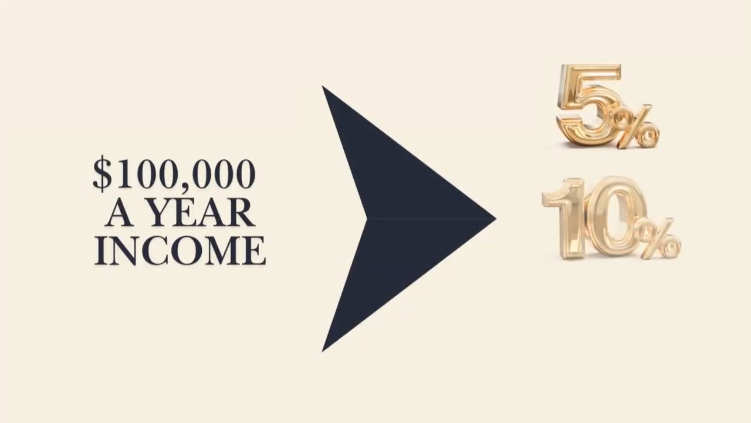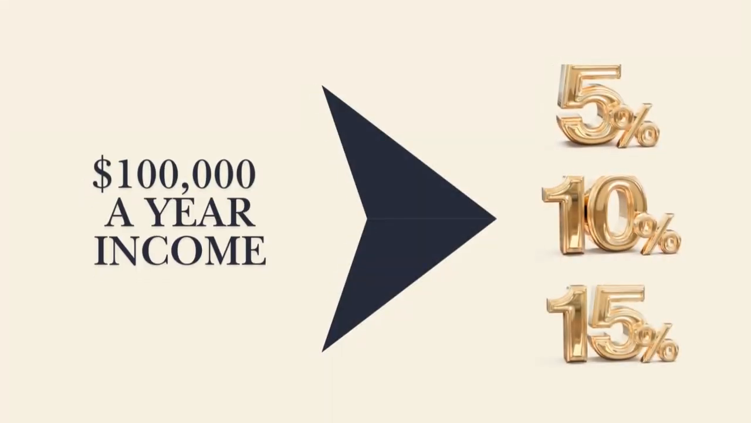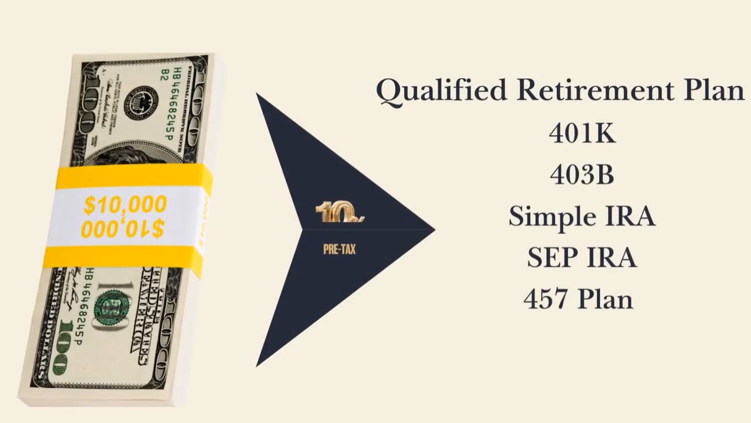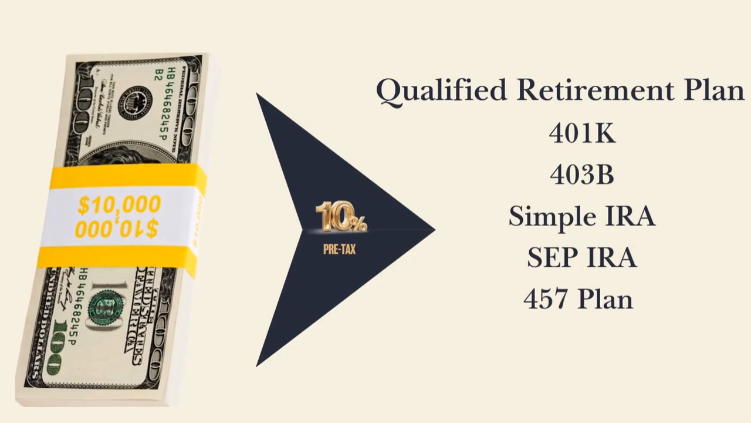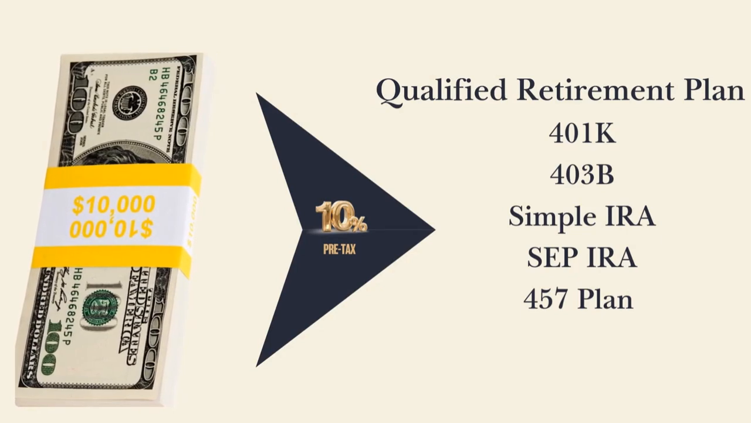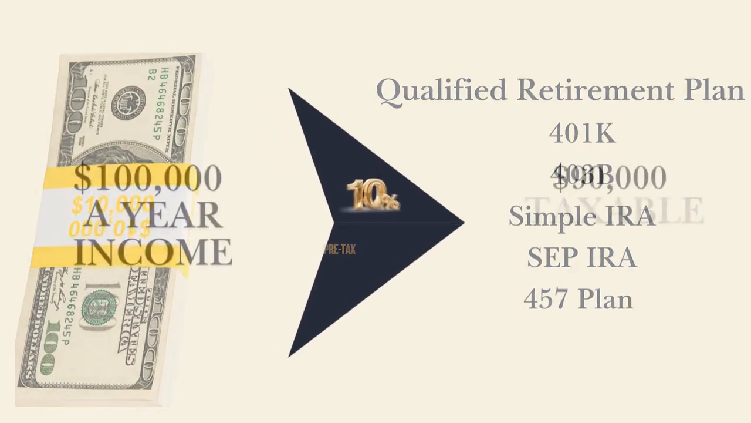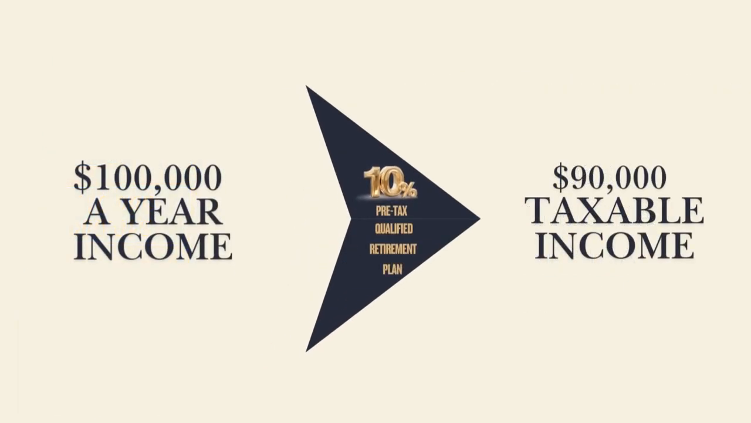As an example, say you have $100,000 of income. That $100,000, you choose to put away 10% of your income into a qualified retirement plan. A qualified retirement plan could be anything stretching from a 401k to 403b, simple IRA, SEP IRA, 457 plan, and there are a few others. You put that money away pre-tax. So if I put in $10,000, that gets deducted off of my taxable income. Then hopefully I've invested that money well, and that grows over time.